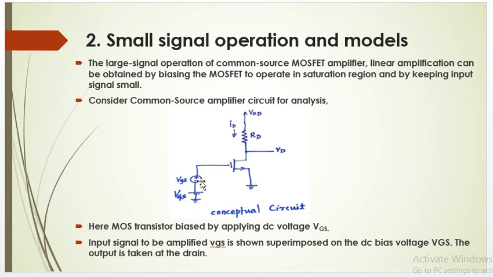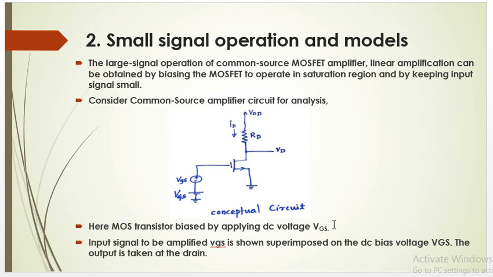In the large signal operation of a common source MOSFET amplifier, linear amplification can be obtained by biasing the MOSFET to operate in the saturation region and by keeping the input signal small. Consider the common source amplifier circuit for analysis as shown in the conceptual circuit. Here the MOS transistor is biased by applying DC voltage VGS.